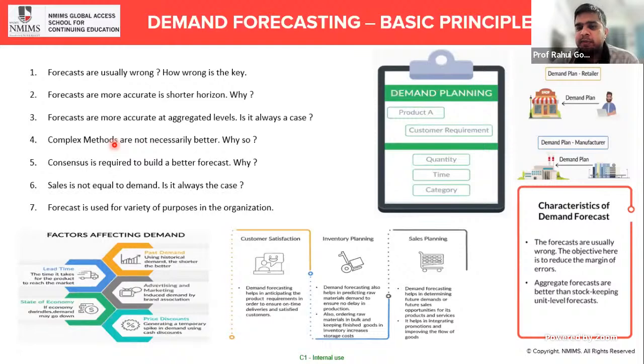Recently, there was a little bit of change in this finding, wherein they found that neural networks were performing slightly better than the simpler time series methods in generating a forecast.